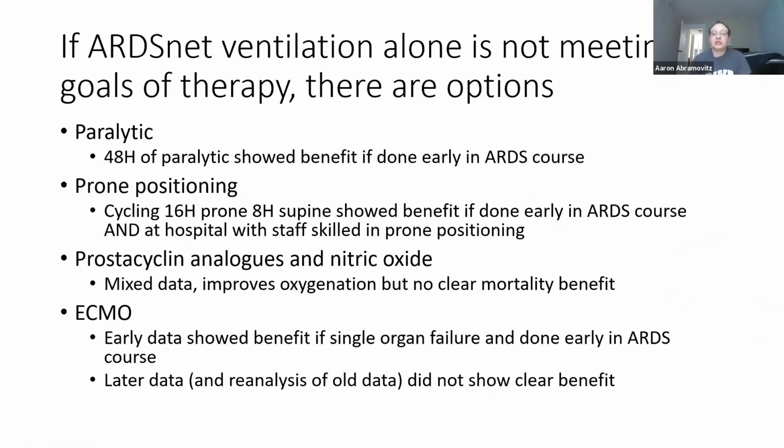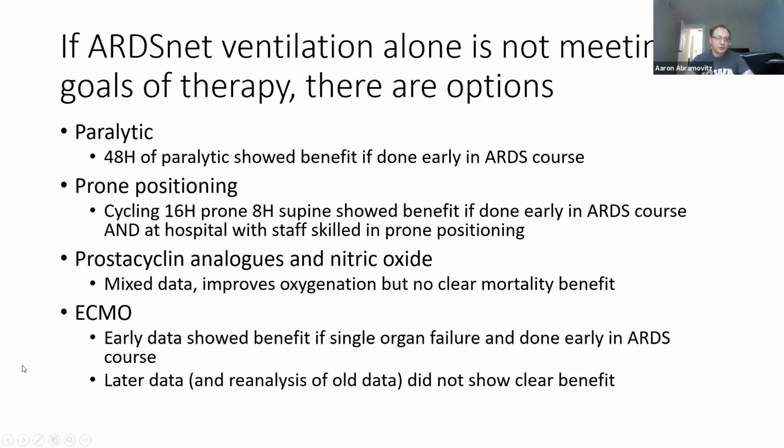So if the ventilation alone is not meeting goals of therapy, there are options. Paralytic, there's benefit, especially if done early in the ARDS course. Prone positioning, once again, done early, and by early, I mean the first 48 hours for these two is the highest benefit. For proning, you cycle 16 hours prone and 8 hours supine. Prostacyclin analogs and nitric oxide can improve oxygenation, but in multiple studies, including patients with COVID, there's really no mortality benefit for using Flolan or nitric oxide for patients.